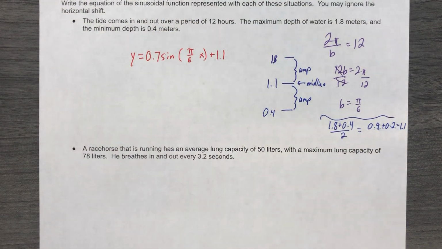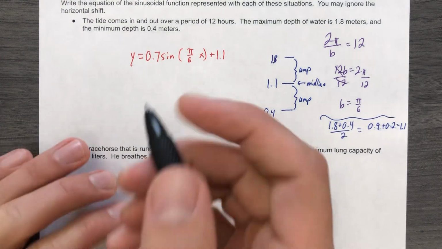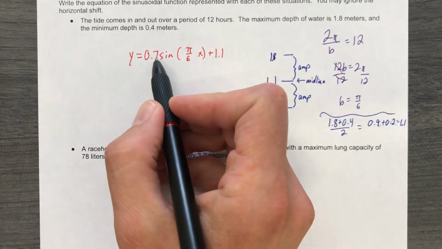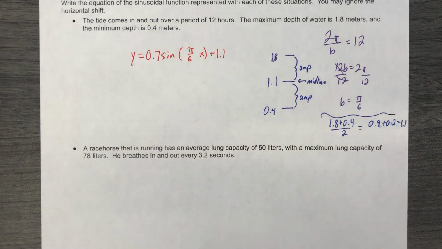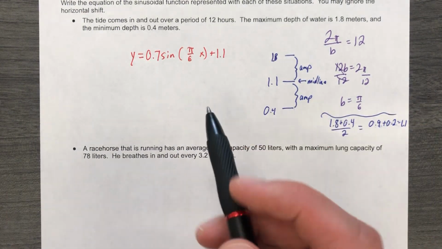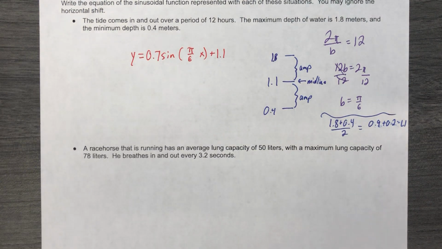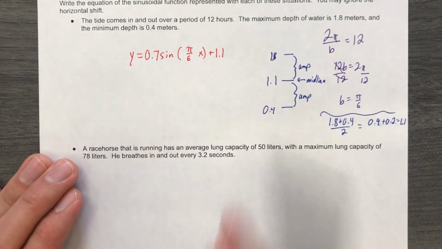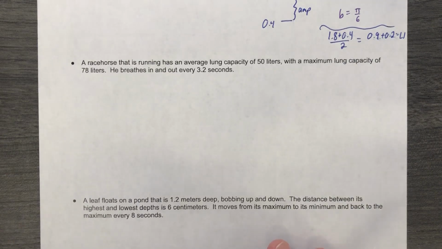Okay, tide comes in and out over a period of 12 hours. We're also going to ignore, since it's not stated in the directions, whether it comes in first or comes out first. Positive 0.7, negative 0.7, not really the issue. We're just going to interpret the numbers they gave us. Well, it's not ballpark. It's as exact as we can be without a horizontal shift and without a sign in the front there, other than an understood positive.